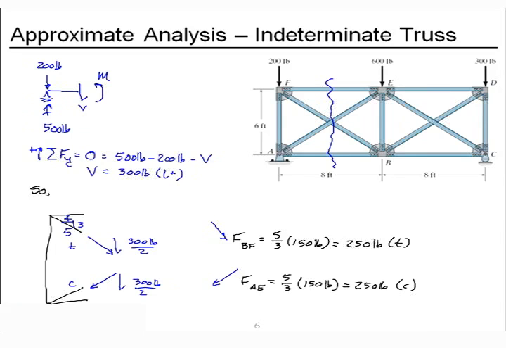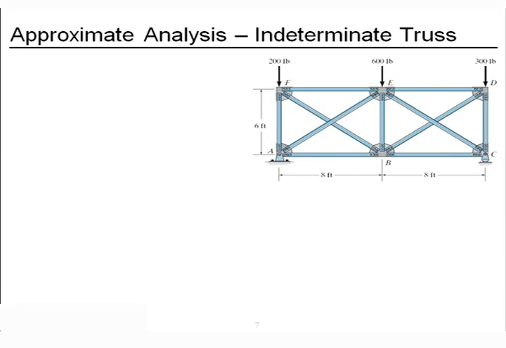This one's in compression. Okay, now let's cut it at the other panel and see what we get. This time I'll draw the right piece with our 300-pound applied load, our 600-pound vertical reaction, our unknown shear and moment at the cut. Let's apply vertical equilibrium.